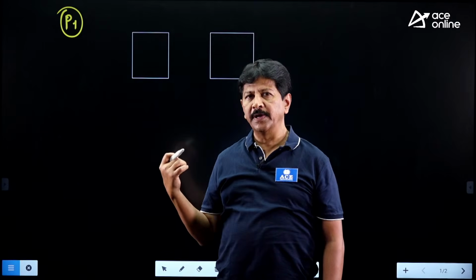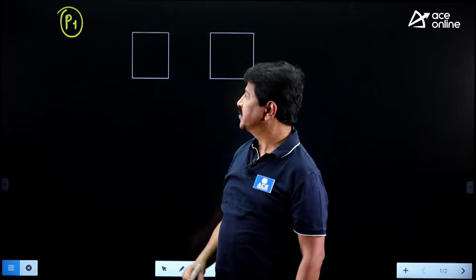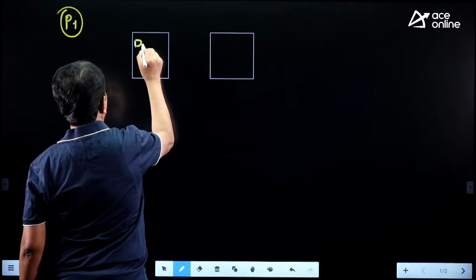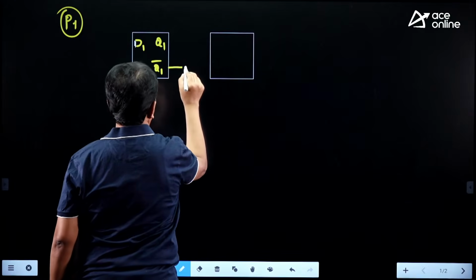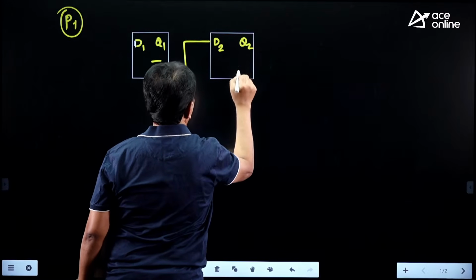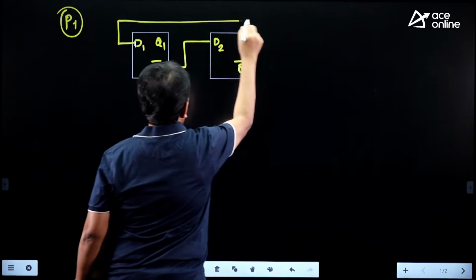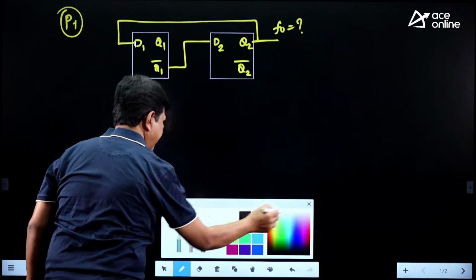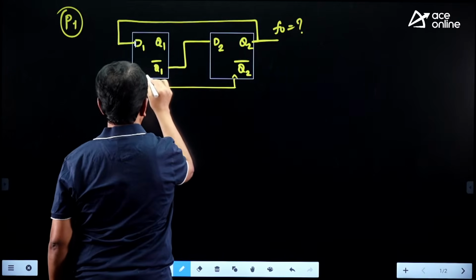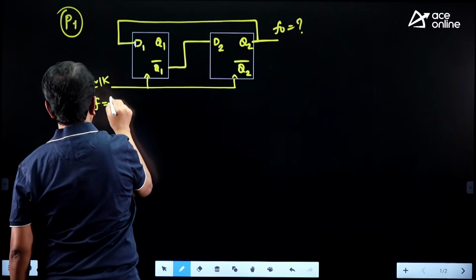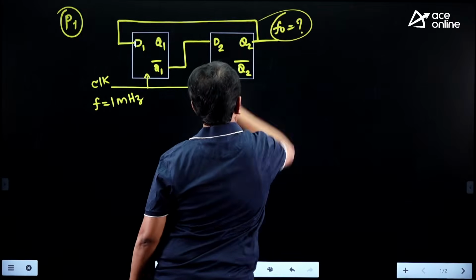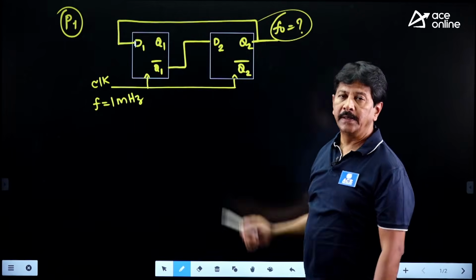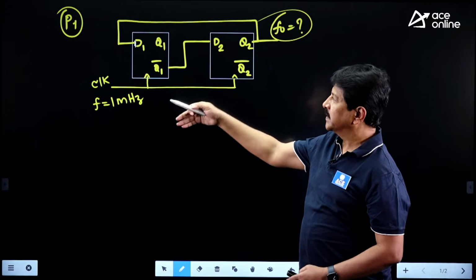Yeah, let's have a look at the questions appeared in digital. They are of moderate difficulty. Let us see what's the solution for this. First one, 2 D flip-flops are connected like this. In this circuit, the clock frequency is 1 megahertz. Then it's asking what is the output frequency. For this, we have to see after how many clock pulses the sequence is going to repeat.